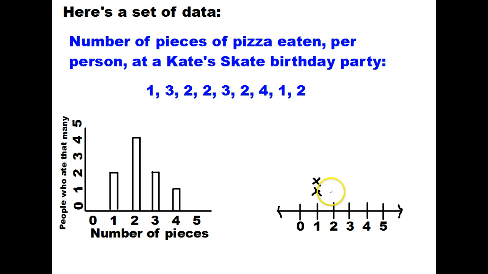How many people ate 2 pieces? Well, 4 did. So we're going to stack those up. 1, 2, 3, 4. There we go. 2 people ate 3 pieces. Apparently someone brought their teenage son. And there we go. And if you take a look at it, you'll notice that the line plot on the right pretty much reflects the bar graph on the left. It's kind of the same concept.